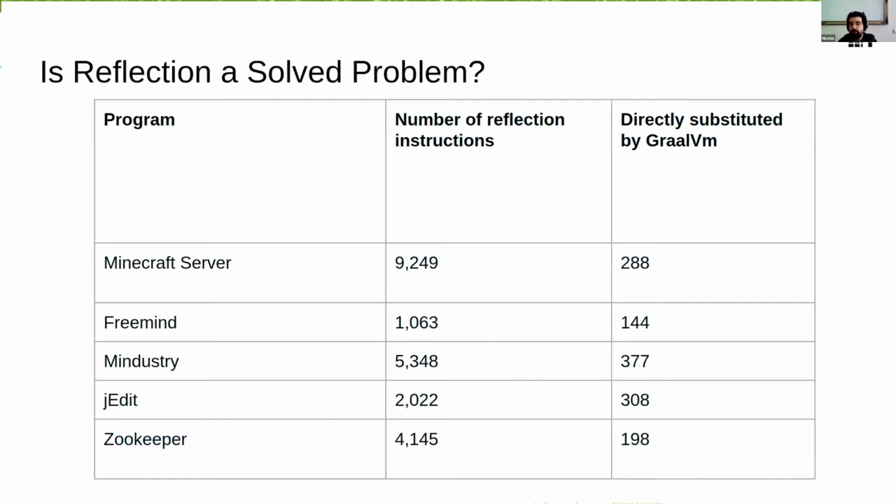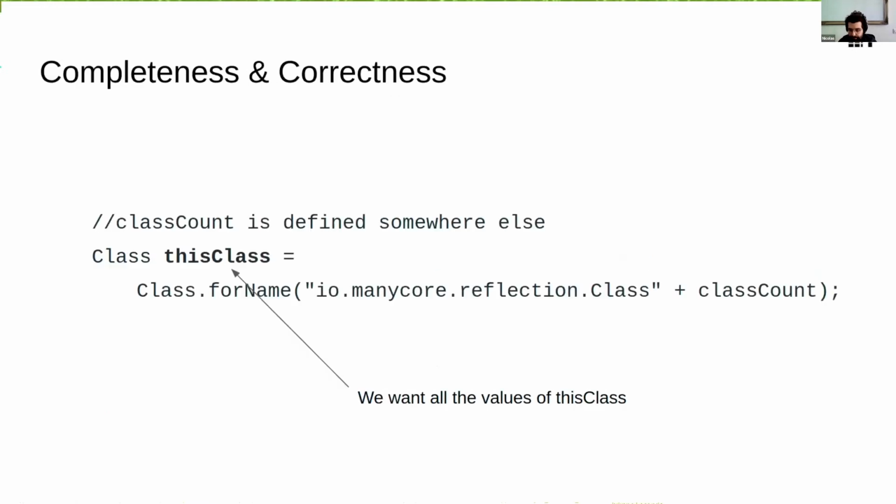That's why you have Micronaut and other frameworks that directly support Graal. But we believe there is a better way. And the first question we need to ask ourselves is, what does it mean to resolve an instruction, especially in the context of reflection? Here, what we really want is all the values of this code snippet, all the values of this variable, this class. And they need to be complete, all the values and all the correct values.